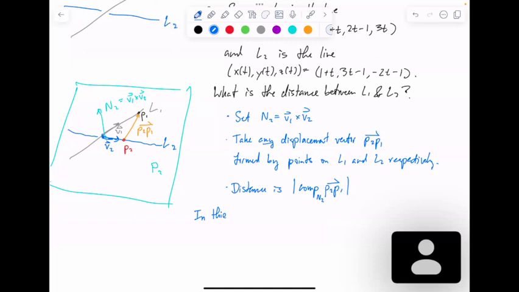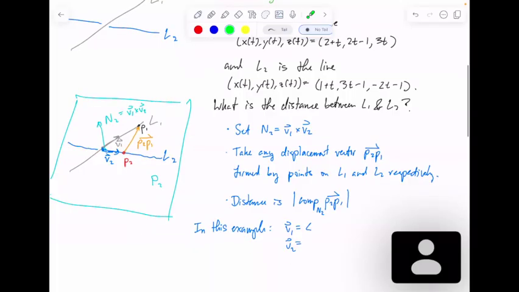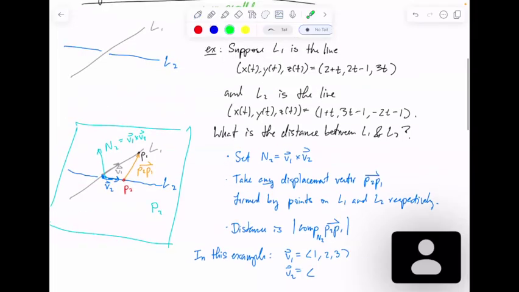In this example, what are V1 and V2? So remember, L1 is given by this, and L2 is given by this. Someone should give me the direction vectors V1, V2. V1 here should be a direction vector for L1. So here the coefficients of T are 1, 2, and 3. So this is 1, 2, 3. And then V2 here, the direction vector, read off the coefficients of T, that's 1, 3, minus 2.